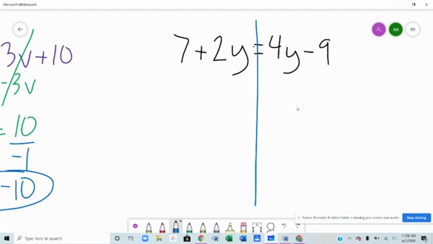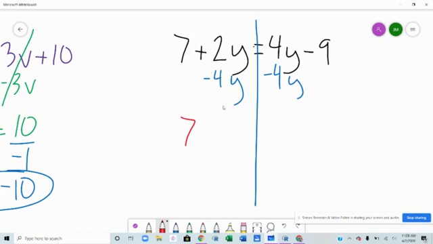Next, we need to move our variable. This time you have the choice to move this 2y or the 4y, doesn't matter. I know you like to move it to the left, so let's go ahead and do that. Let's move this 4y over to the left, and since it's positive, we need to subtract 4y and subtract 4y. We didn't do anything with the 7. It needs to just come down.